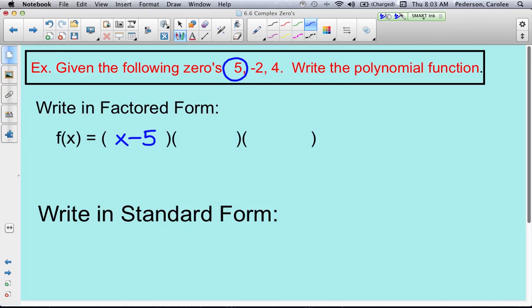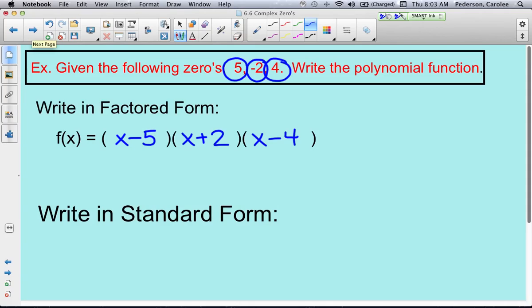All right, the next 0 is at -2, another real 0. So we write that in factored form. So we think opposite. So it's x plus 2. And then the last 0 that's given to us is at 4. So we think opposite, x minus 4. This function is in factored form.